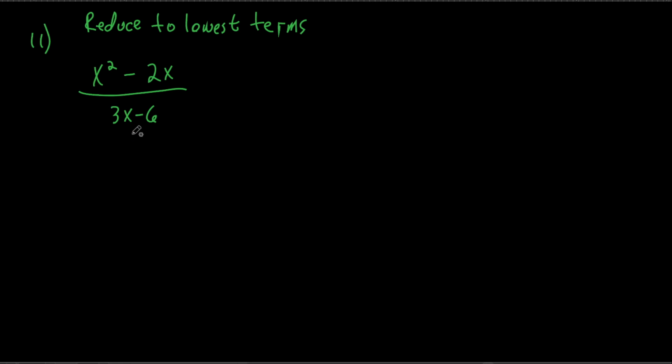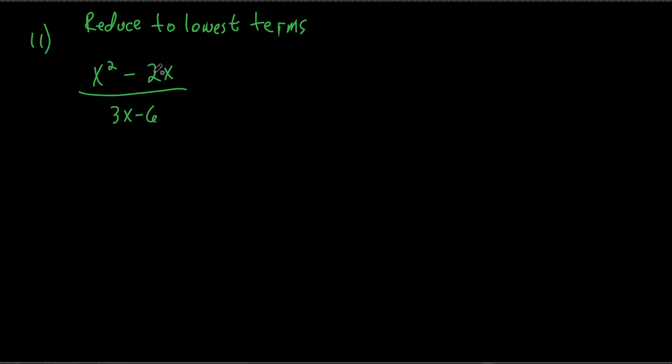So can I just cancel stuff out? Can I cancel out this x with this x, and 2 divides into 6? No, it doesn't, because this and this are being subtracted. Same thing with these right here. You cannot cancel stuff out, top and bottom, if they're being added or subtracted to something. They have to be multiplied by something else.